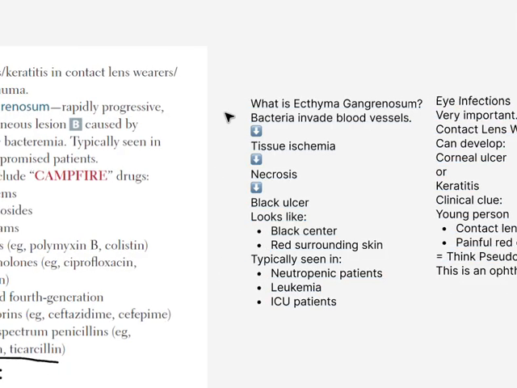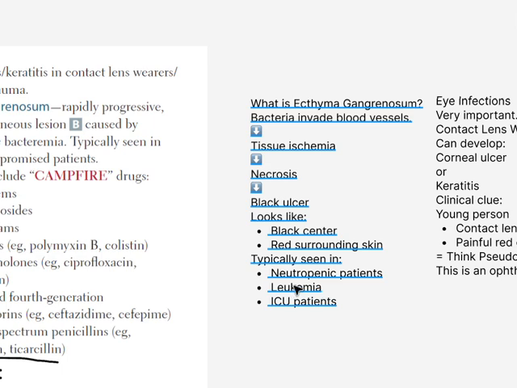And then we have something called ecthyma gangrenosum, which is basically when the bacteria invades the blood vessels. So necrotic skin lesions caused by the bloodstream spread of Pseudomonas is one of the most important systemic manifestations. The bacteria basically invades the blood vessels and causes tissue ischemia and vascular destruction, which leads to necrosis. And then you have this black center, which has red surrounding skin. So remember that this appearance starts with a red lesion, which slowly can be seen having a black necrotic center. This is seen in neutropenic patients, in leukemic patients, in ICU patients, basically immunocompromised patients.